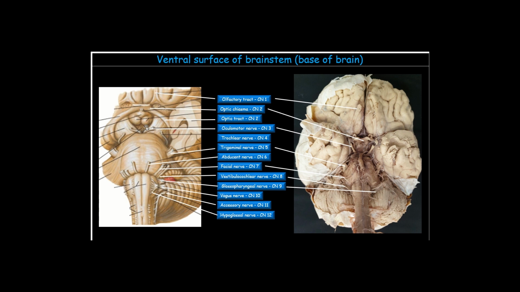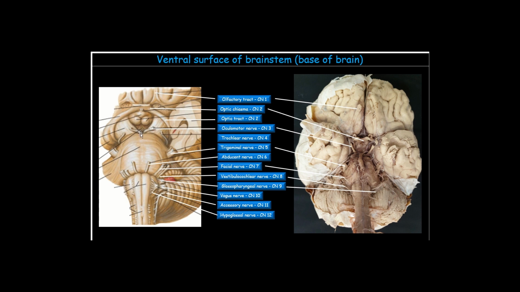Then if you go down over here to the region where the midbrain is present, this is the area where the third and the fourth cranial nerves are going to pop out. The third cranial nerve is the oculomotor nerve, which you can actually see coming out over here from the ventral surface of the midbrain, in between the two peduncles, and from this region over here, which is the interpeduncular fossa.